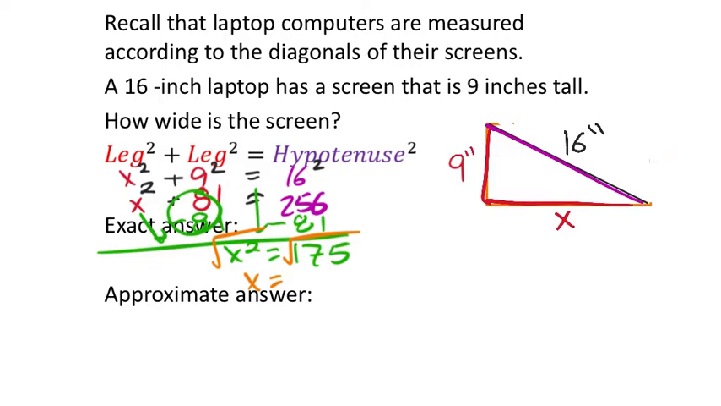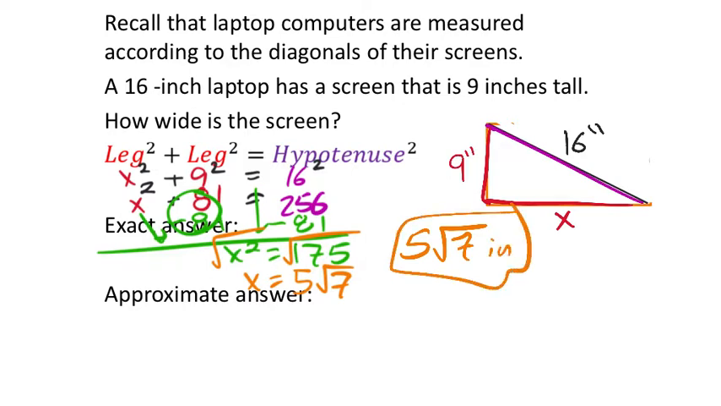So if you just type in the square root of 175, it simplifies it for you. It shows me as 5 times the square root of 7. Now, this is a word problem, though, so make sure you label it in inches. Okay, now this is the exact answer because it has the square root in the problem.